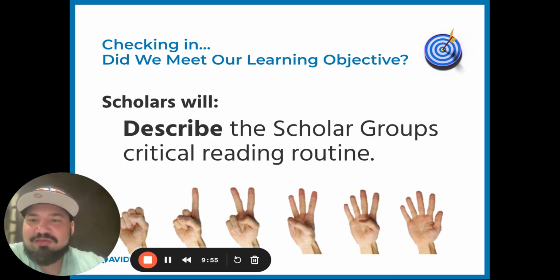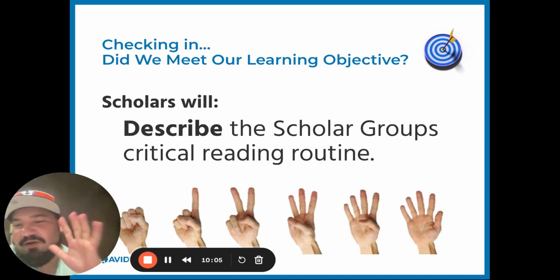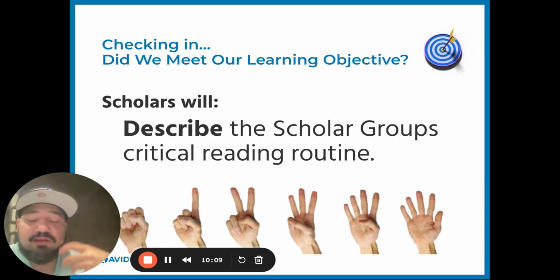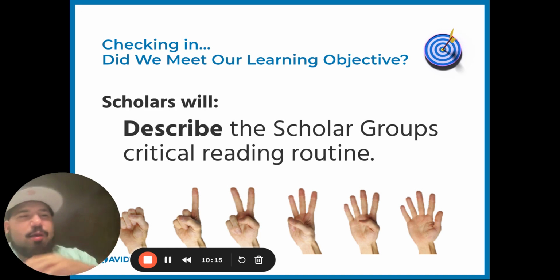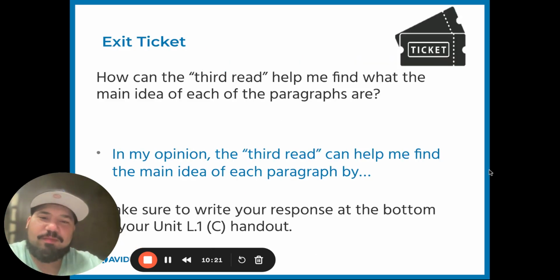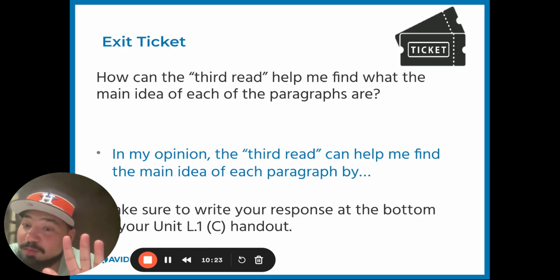I'm proud of you. Now, a little reflection, checking in. Scholars will describe the critical reading routine. A five means you can explain the critical reading routine to your classmate or to me. If somebody asks, what is that? You're able to explain it. Give me a five. Maybe yes, no, but this is just self-reflection time. Good job.